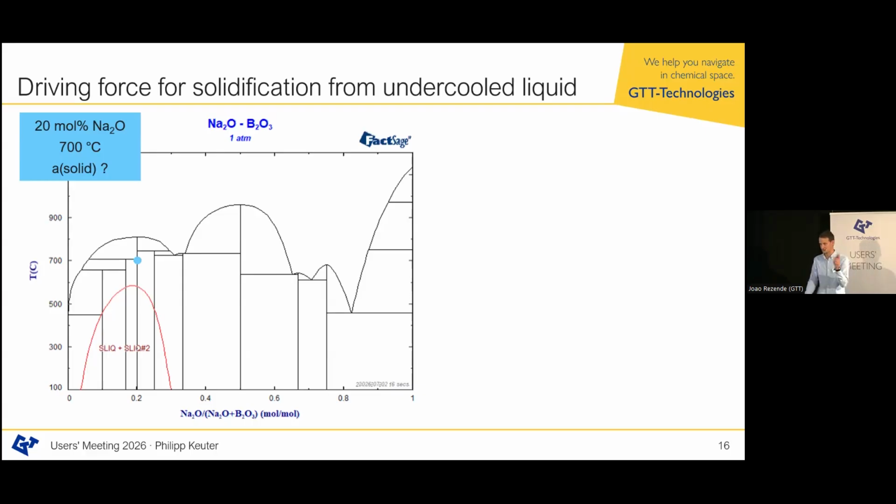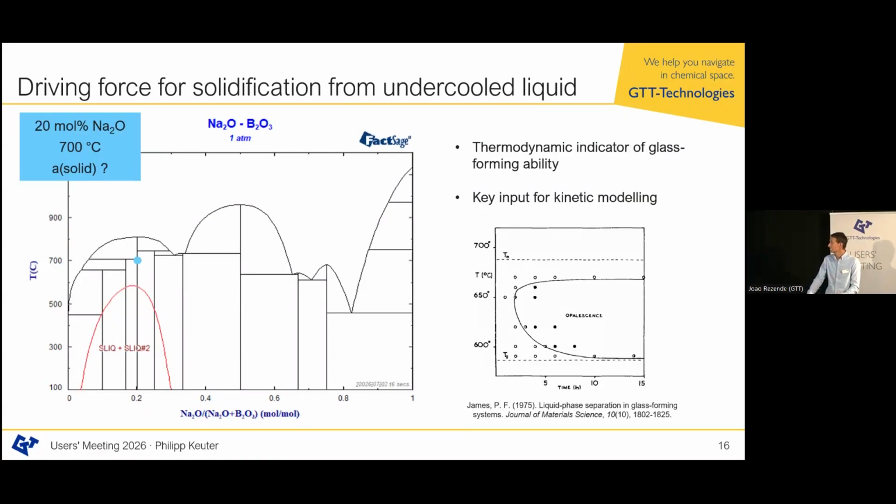We could, for example, as one composition, we can again take our 20% more sodium oxide, 700 degrees C, so we ignore our miscibility gap now, and we want to ask what is our activity of the solid when we have an undercooled liquid, or all our solids.